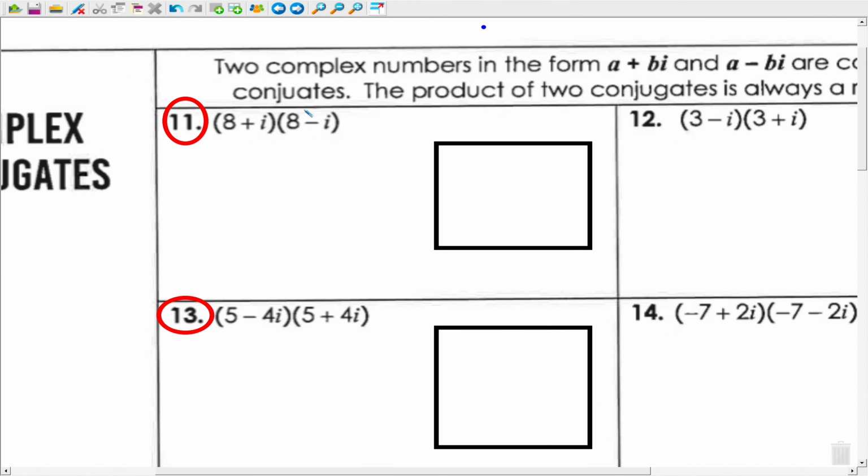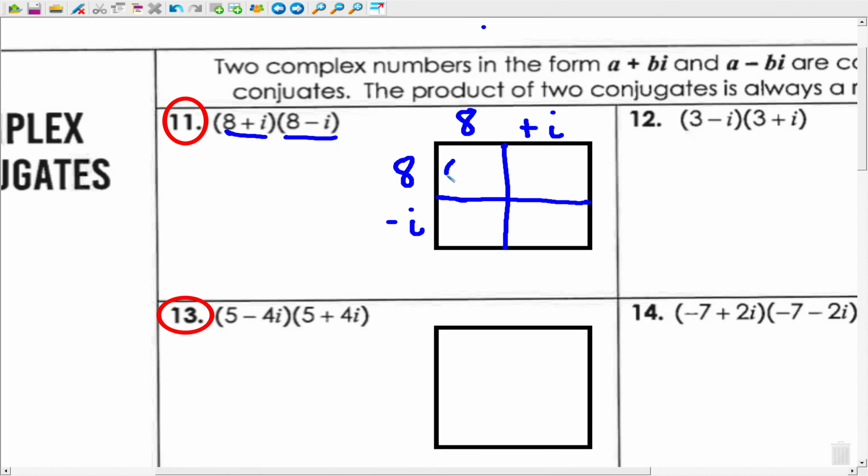binomial times a binomial. And when you have that, I'm going to suggest that you do the box method, the Punnett square. So here's my binomial across the top, and there's the binomial on the side. That is horrible. Let me see if I can make that line a little straighter. So I've got 8 plus i on the top, and then 8 minus i on the side. And it would have been okay if I switched them around and put the 8 minus i on the top.